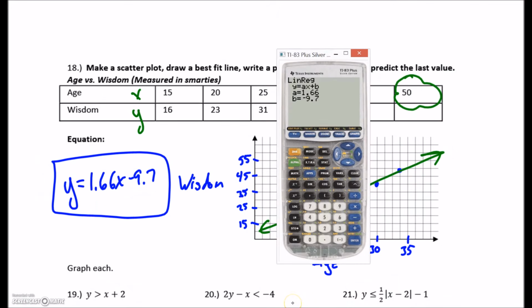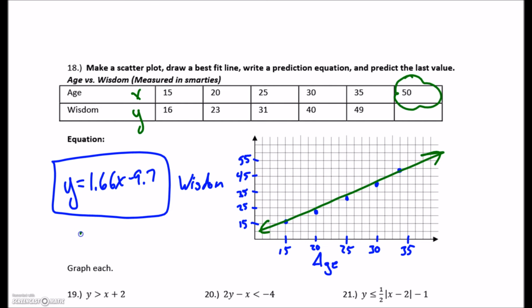So let me pull my calculator back up, and I do 1.66 times 50, and then minus 9.7. And it gives me a value of 73.3 here, okay? And that's the prediction that I'm going to make right here, 73.3 Smarties.